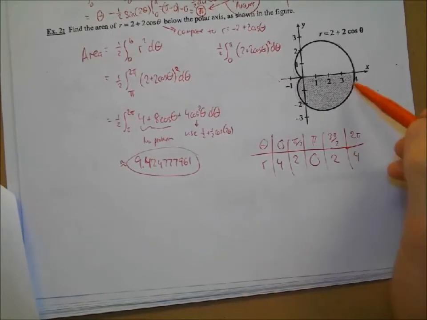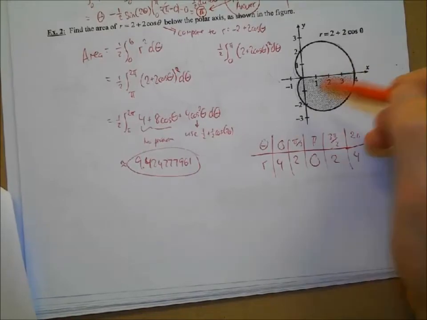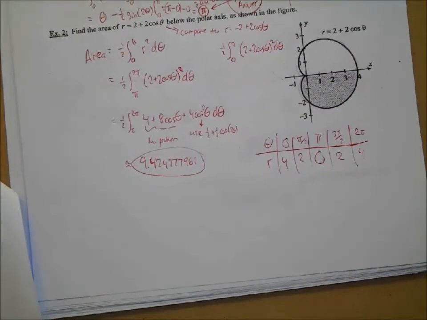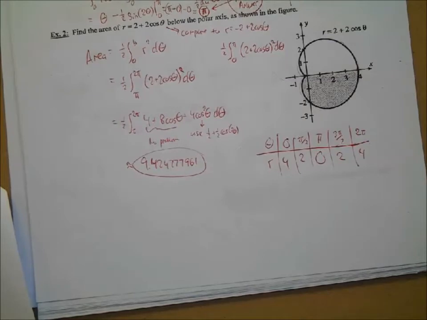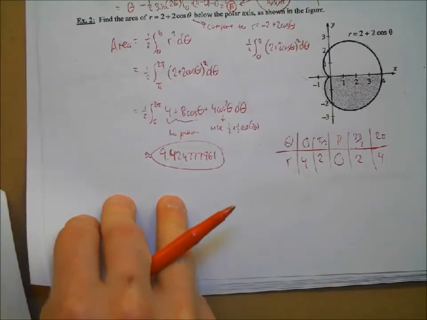This bottom half is exactly half of the whole curve there. So we could just double this and get the area of the whole thing. Please feel free to take advantage of that symmetry too, if you'd like to. Maybe it's easier for you to just find the area of half of it and then double your answer. Okay? All right, any questions on example 2? Okay. Let's take a look at example 3.